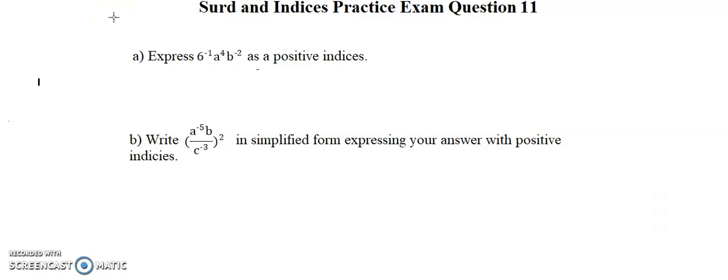Third and indices practice exam question 11. Express 6 to the power of negative 1, a to the power of 4, b to the power of negative 2 as a positive indice.